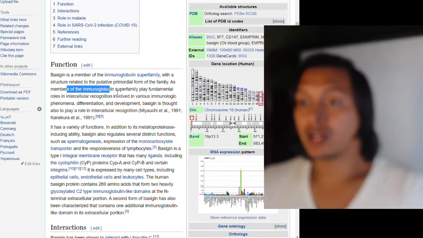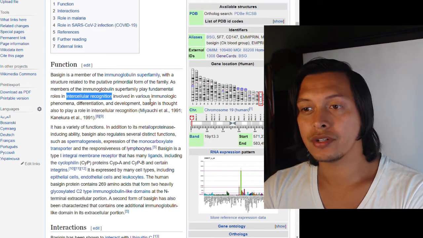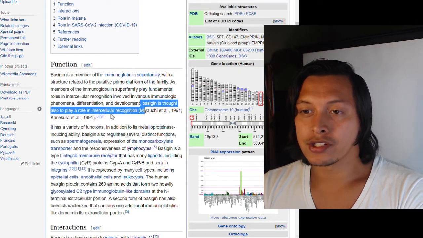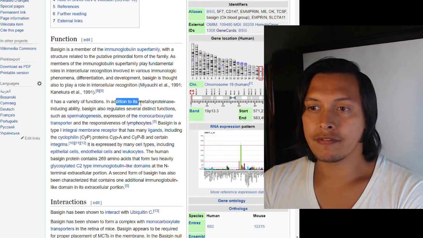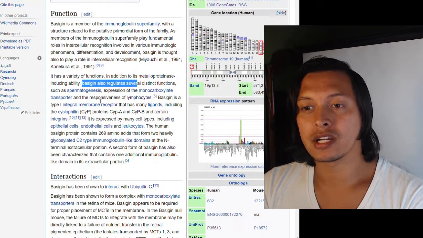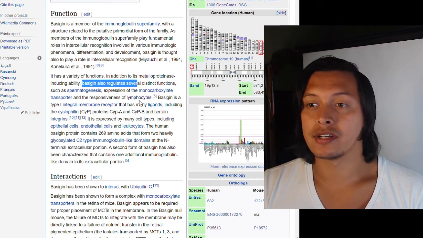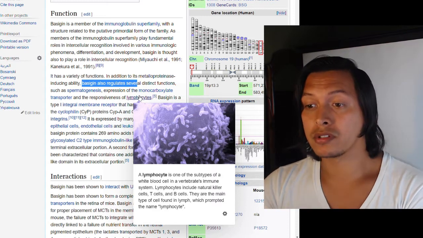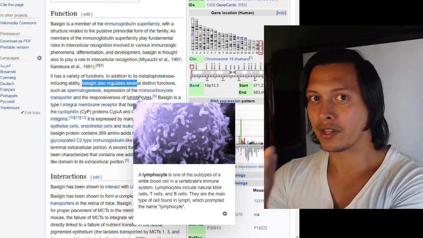So as a member of the immunoglobulin superfamily, these play fundamental roles in intercellular recognition, involved in various immunologic phenomena, differentiation, and development. So Basigin is thought to also play a role in intercellular recognition. In addition to its metalloproteinase-inducing ability, Basigin also regulates several distinct functions such as spermatogenesis, expression of monocarboxylate transporter, and the responsiveness of lymphocytes. And this is important. The responsiveness of lymphocytes, a subtype of white blood cell, will be very important, especially for the thesis at the end of this.